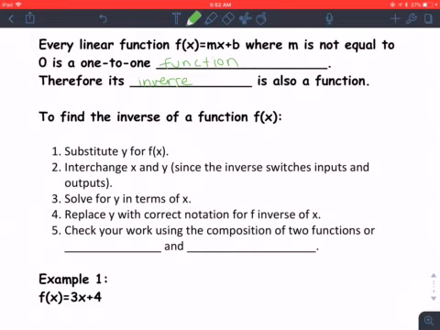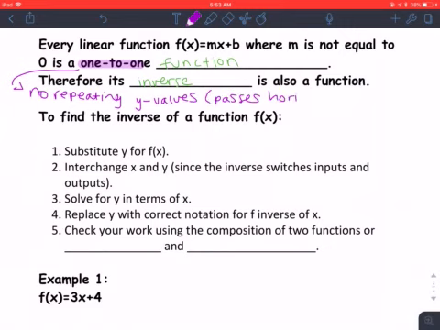So remember, one-to-one means that we don't have any repeating y values. It also passes a horizontal line test. So that's what one-to-one is. No repeating y values. And it passes a horizontal line test versus the vertical one.